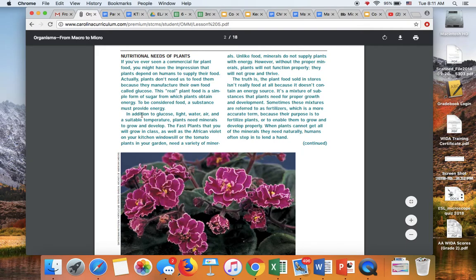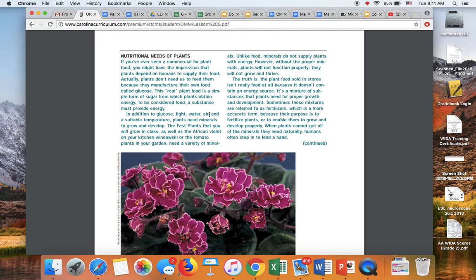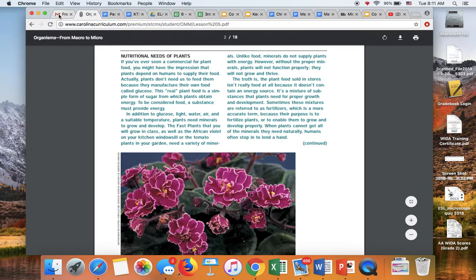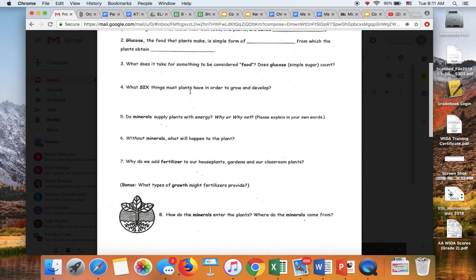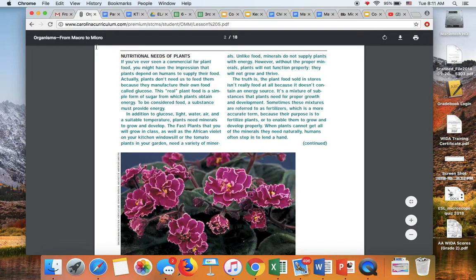In addition to glucose, light, water, air, and a suitable temperature, plants need minerals to grow and develop. What 6 things must plants have in order to grow and develop? Well, they need glucose, light, water, air, and a suitable temperature. They also need minerals.